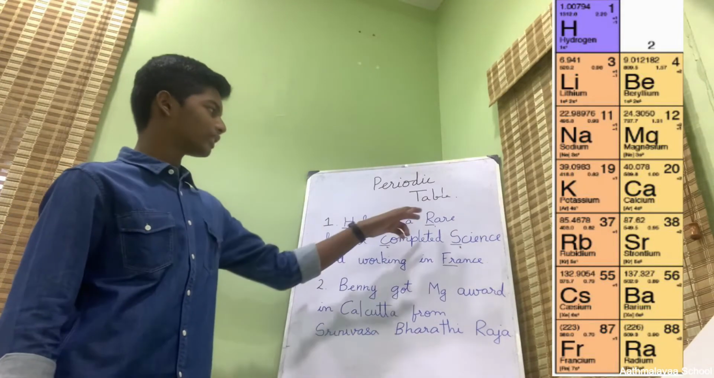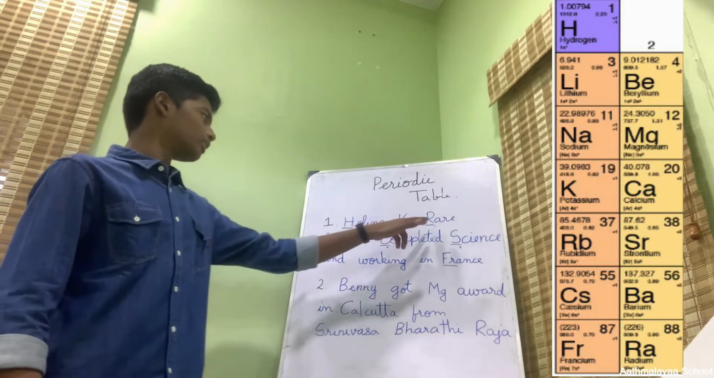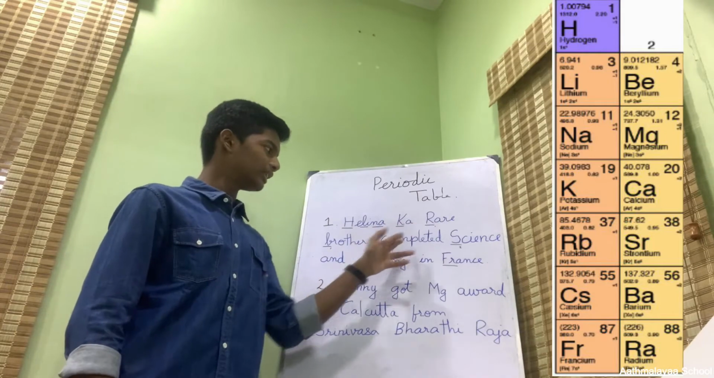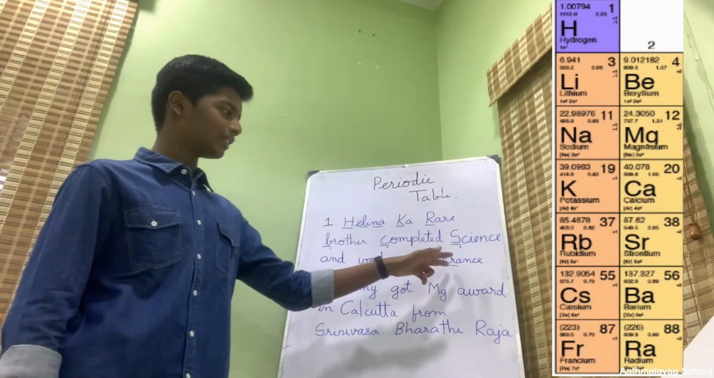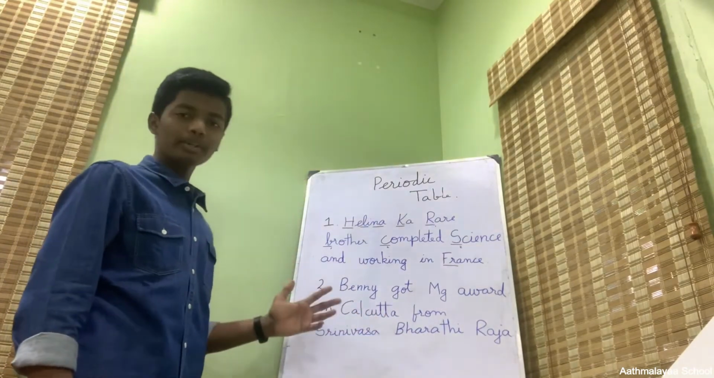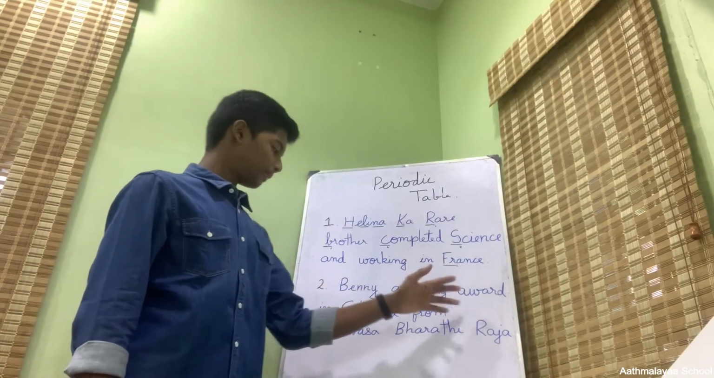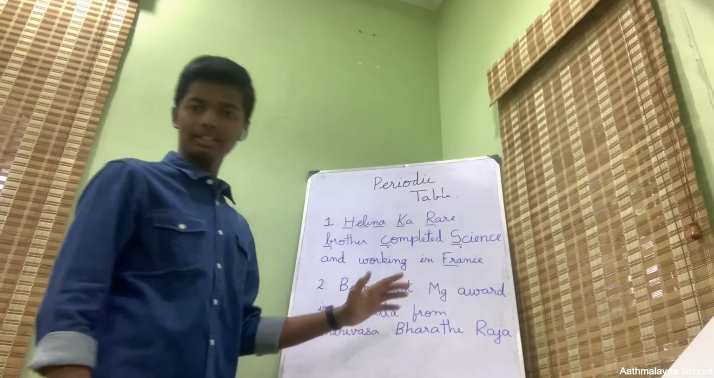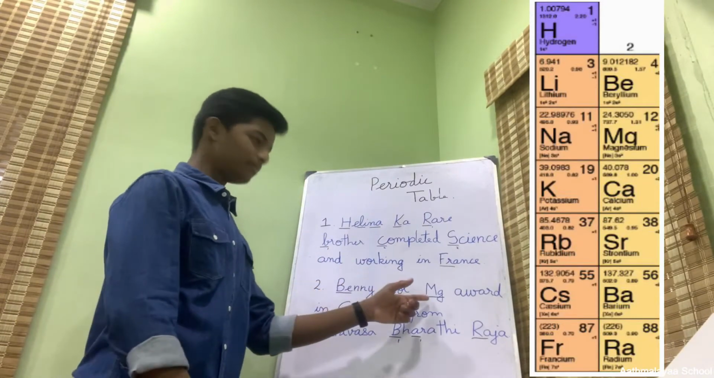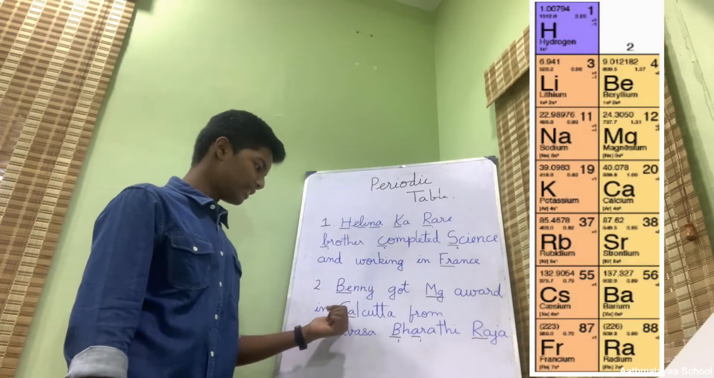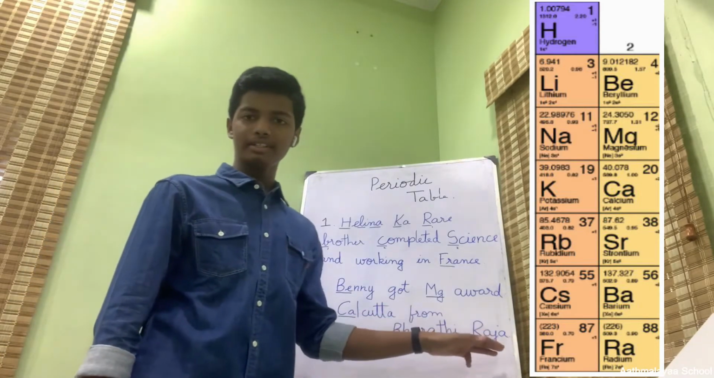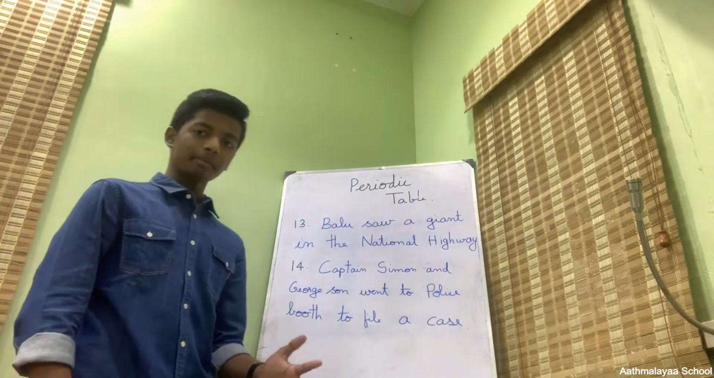As I said, we can change the mnemonics according to our wish. Here I took the first letters of 2 words as one element. So rare brother, Rb is rubidium, completed science, Cs is cesium, and working in France, Fr is francium. Now let's go to the next group. The mnemonic for group 2 is "Benny got MG award in Calcutta from Srinivasa Bharati Raja." The elements in this group are Be beryllium, Mg magnesium, Ca calcium, Sr strontium, Ba barium and Ra radium.